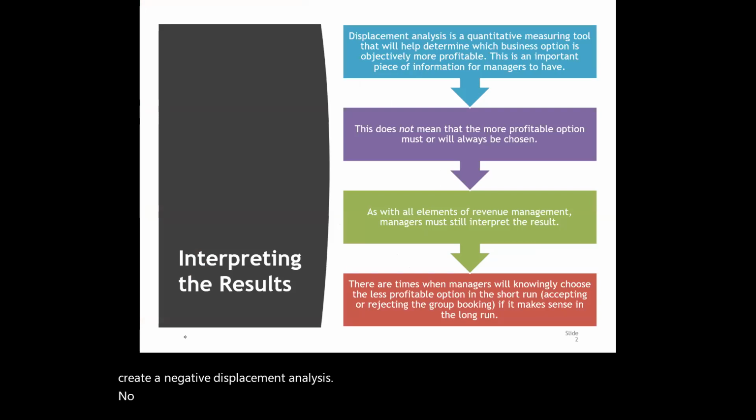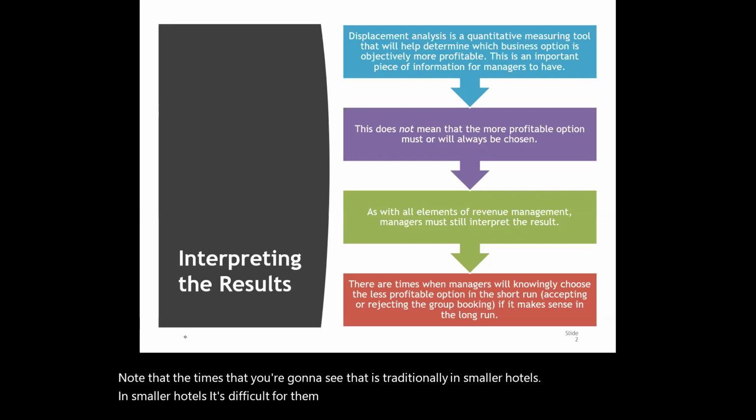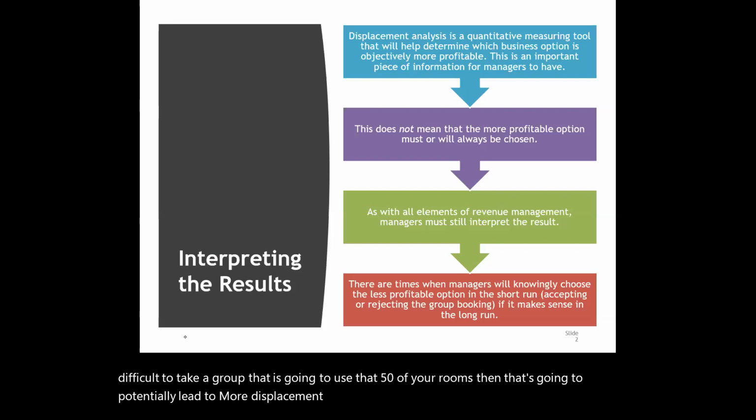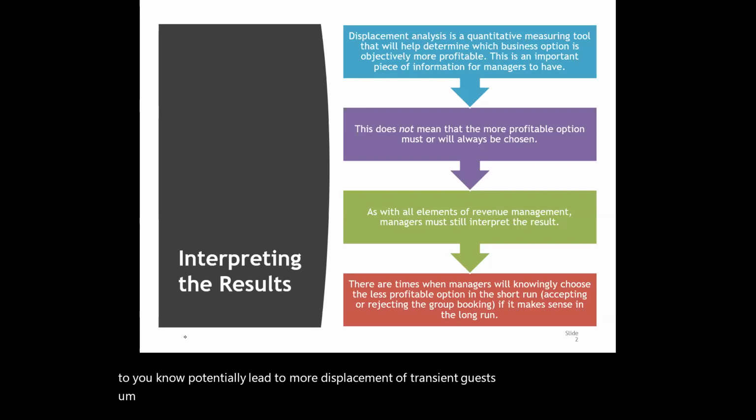The times that you're going to see that is traditionally in smaller hotels. In smaller hotels, it's difficult for them to guarantee. You have a 102 room hotel. It's difficult to take a group that is going to use up 50% of your rooms. Then that's going to potentially lead to more displacement of transient guests. And so it's really challenging sometimes for smaller hotels to offer significant decreases.